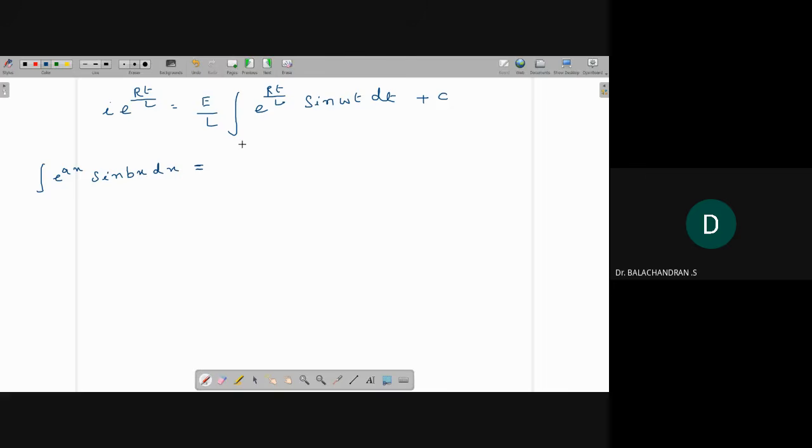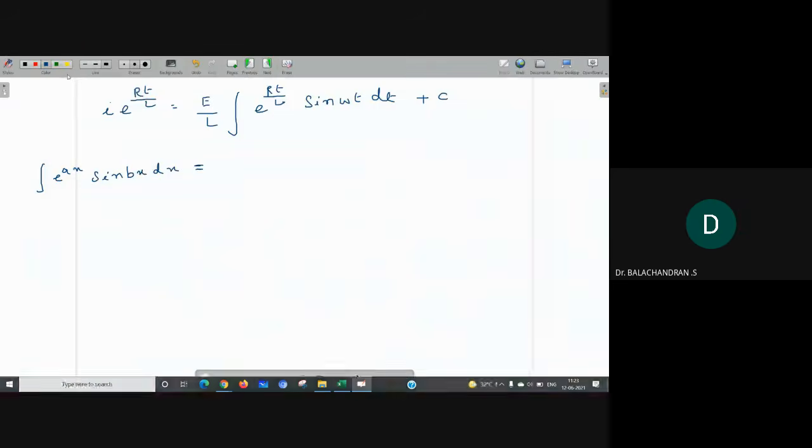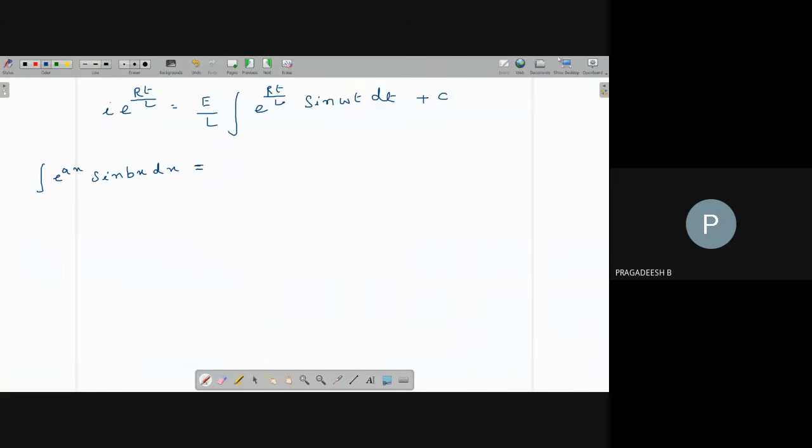So anybody? Manikandan? Say no idea. No idea. So e, Aditya? Pragdish, tell me. E power ax divided by a square plus b square, into a sin bx minus b cos bx. Very good. Where did you study this one?